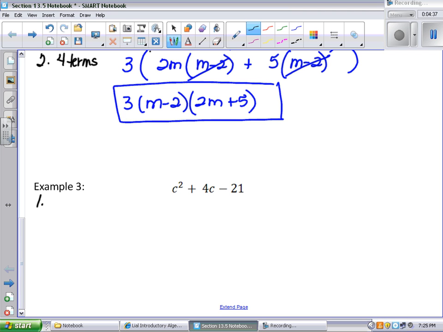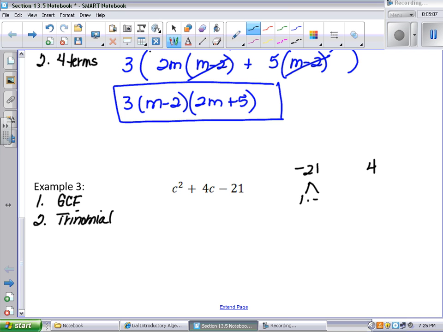So, is there a greatest common factor here? And the answer is no. C squared and 21 have nothing in common. 2, we're going to count the terms. We have a trinomial with a leading coefficient of 1. So what we have to do is look at how do we factor -21. Let me write it off to the side so that the factors add up to 4.